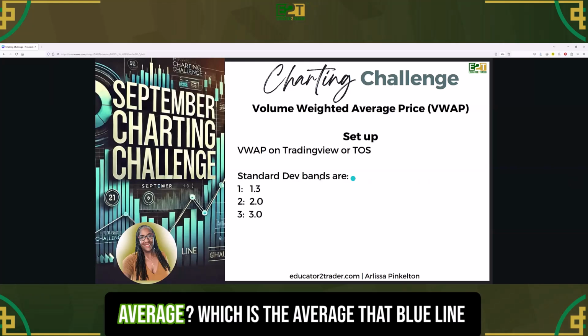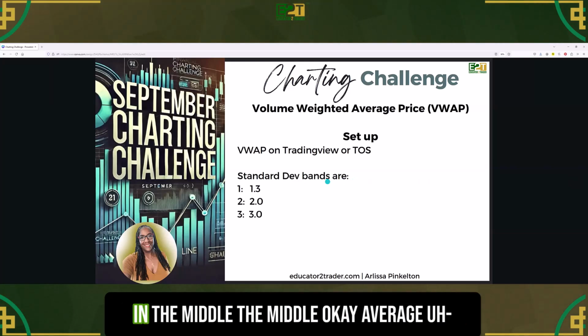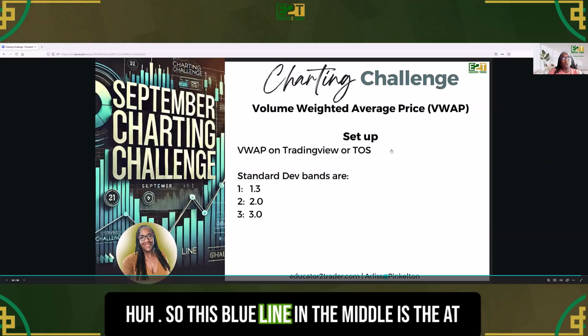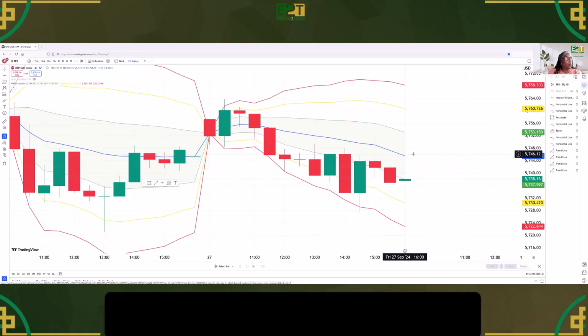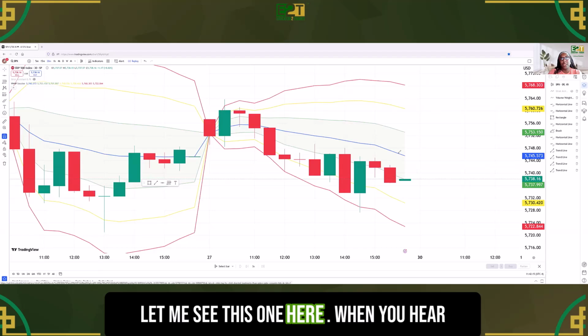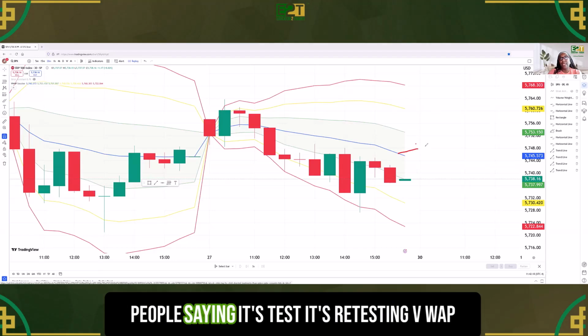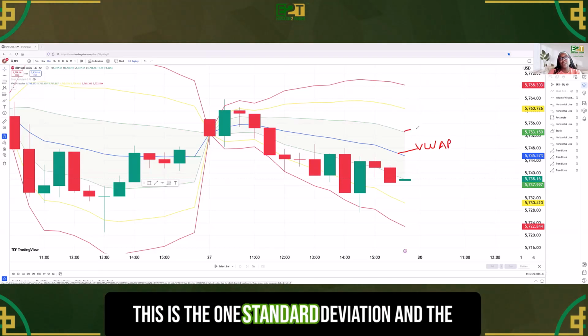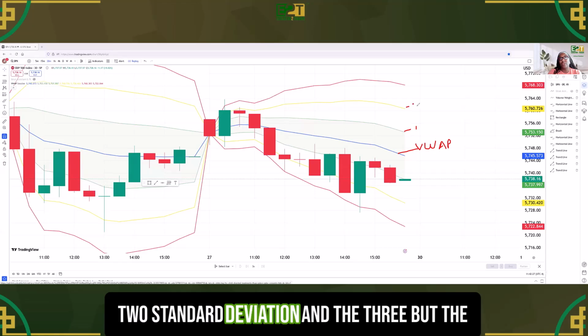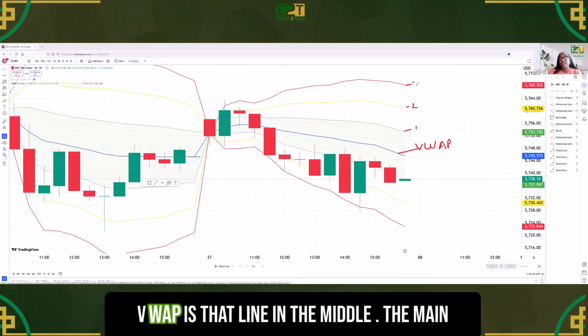Which is the average. That blue line in the middle, the average. So this blue line in the middle is the VWAP. When you hear people saying it's retesting VWAP, it's retesting this average piece which is in the middle. This is the one standard deviation, the two standard deviation, and the three. But the VWAP is that line in the middle.